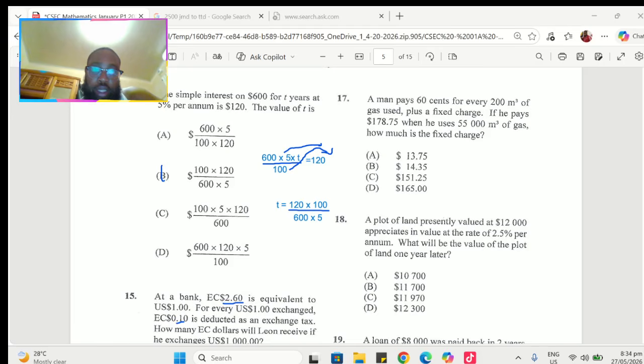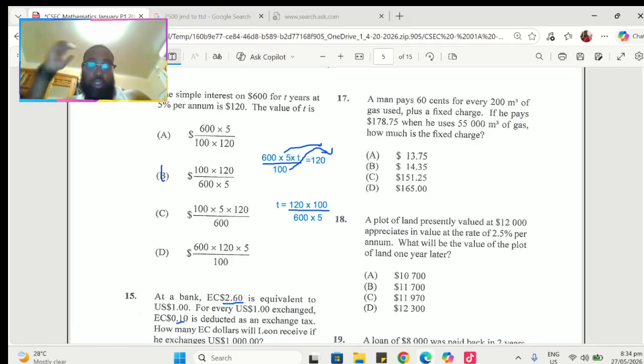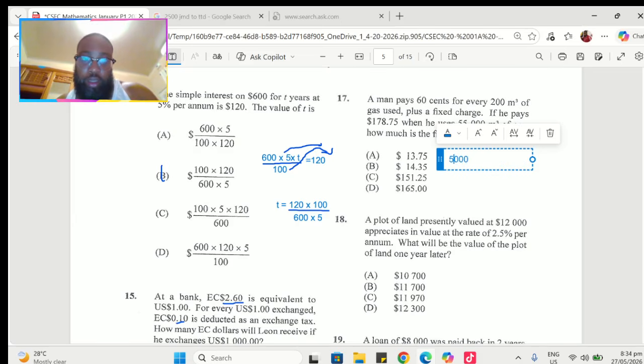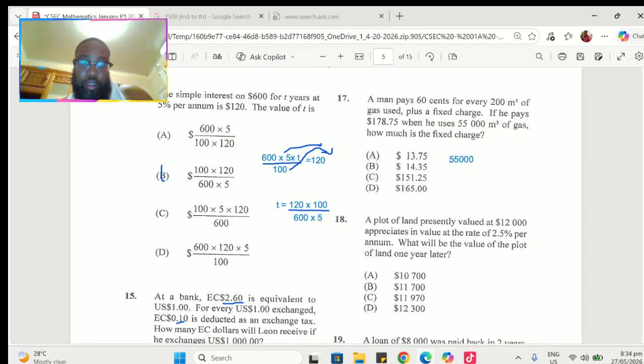Let's see. What we're going to do is calculate how much you would pay for the meters, right? Every 200 meters paying 60 cents. So what I'm going to do is calculate how many times he used 200 meters. If you use 55,000, to calculate how many times, I'm going to divide that by 200. Let's cross out some zeros. That leaves us with 550 divided by 2. 2 into 550 is 275. So he used 200 meters 275 times.